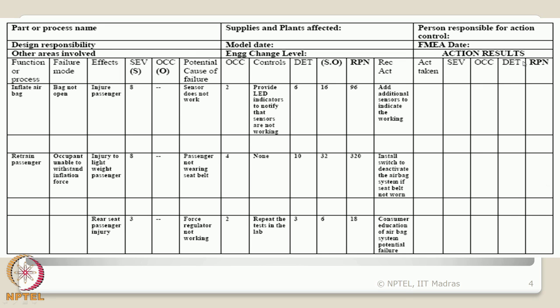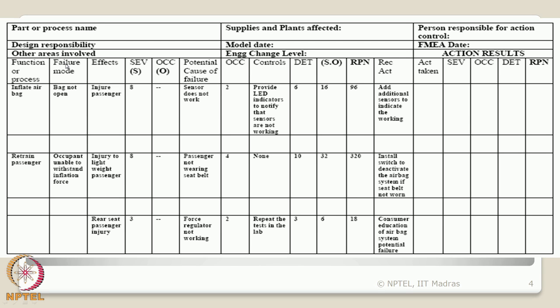Now, a typical FMEA worksheet is the same as what we had earlier for the anti-skid braking system, which is qualitative. Let us look into the function or the process. Let us take in this case, inflate airbag. The airbag has to be inflated because that is how it will protect a person from injury in case of accidents or hard braking.